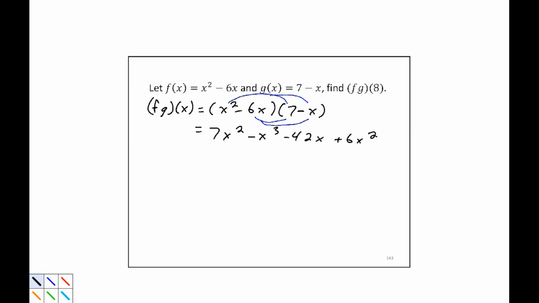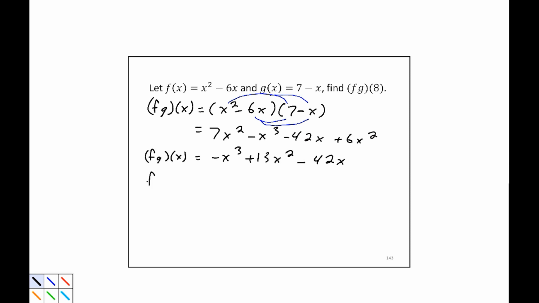Okay, combine these together, just double check that, multiply that again. 7 times x squared, 7x squared. X squared times minus x is minus x cubed. Negative 6x times 7 is negative 42x, and negative 6x times negative x is plus 6x squared. Okay, perfect. Now, combining those, we get minus x cubed. We have a 7x squared and a 6x squared. That would be 13x squared, and then minus 42x. That's f times g of x.